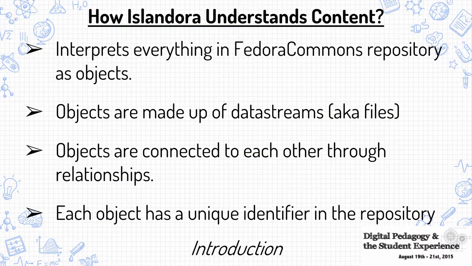Before we get started on some exercises in Islandora, I want to quickly give you a brief explanation of how Islandora understands content. Since Islandora uses Fedora Commons digital object model, relationships, and content model architecture, Islandora interprets everything in its repository as an object. Objects are made up of data streams. Think of data streams as files, and these objects are connected to each other through relationships. The relationship between two objects is stored in a data stream file, and each object has a unique identifier in the repository, so it can be identified and accessed when needed.